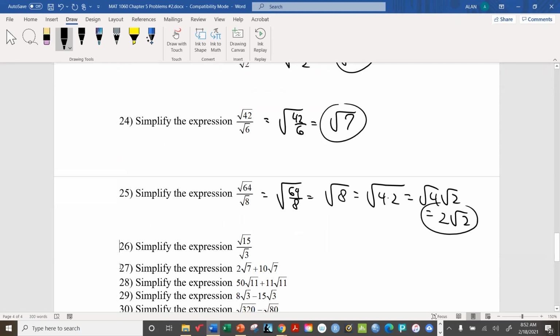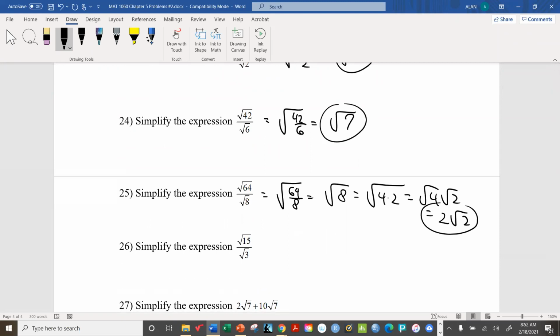All right, now how about this one? Now, you can see pretty clearly that this one is going to reduce to radical 5. Radical 5 is prime, so we're done here. Let's make this a little neater. All right, there we go. All right, so far so good. So these are all pretty straightforward.